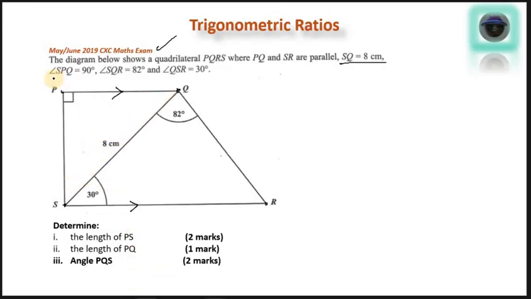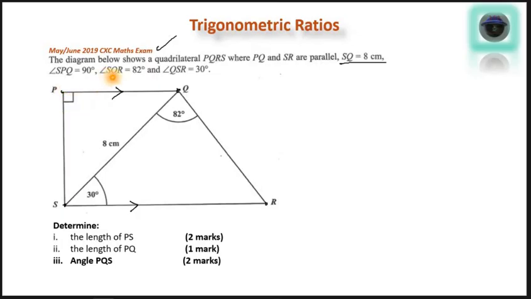We are also told that the angle SPQ is 90 degrees. What it means is that the angle here, SPQ, so we go from S to P to Q, this angle right here is 90 degrees.